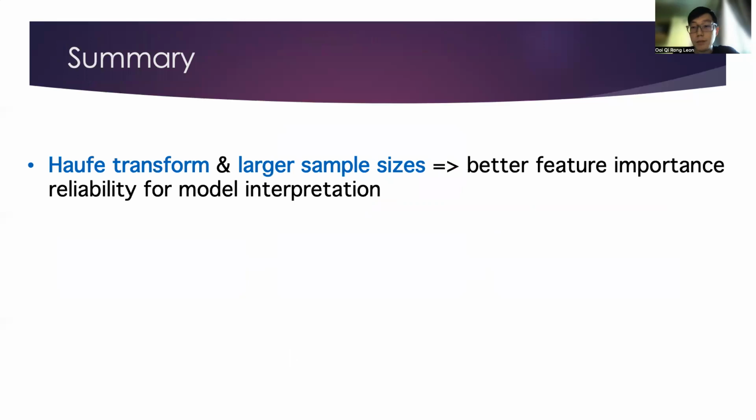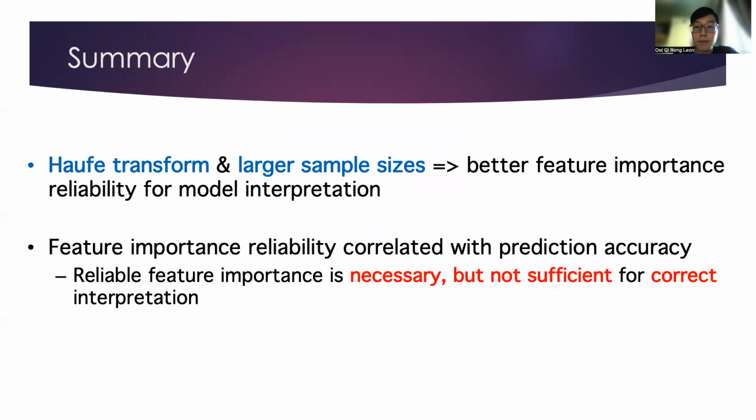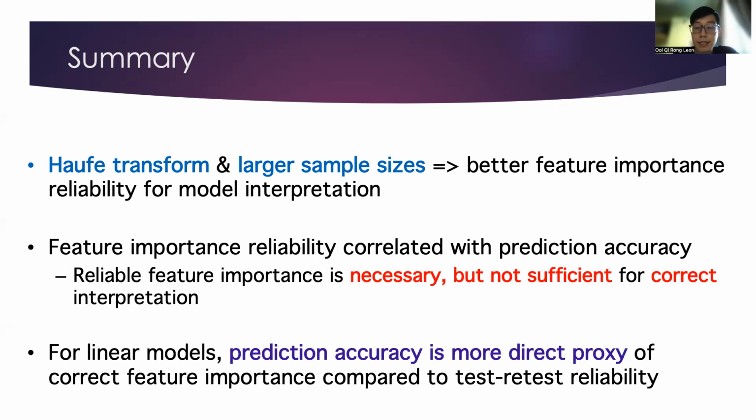To summarize this talk, we showed that using the Haufe transform and larger sample sizes, we are able to achieve more reliable model interpretation. Secondly, we showed that feature importance reliability is correlated with prediction accuracy. Furthermore, correct model interpretations require both low bias in the model as well as reliable feature importance. Lastly, for linear models, using prediction accuracy is a better proxy for correct feature importance interpretations as compared to test-retest reliability.